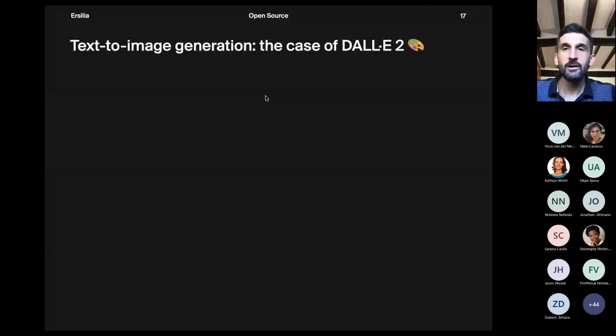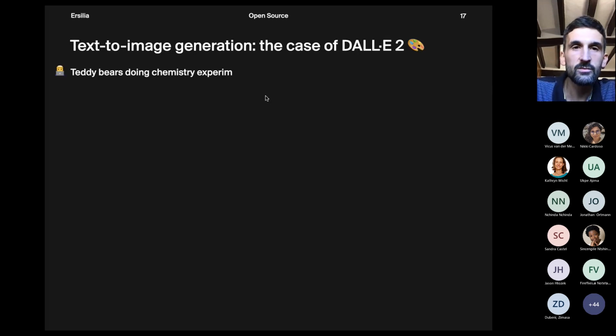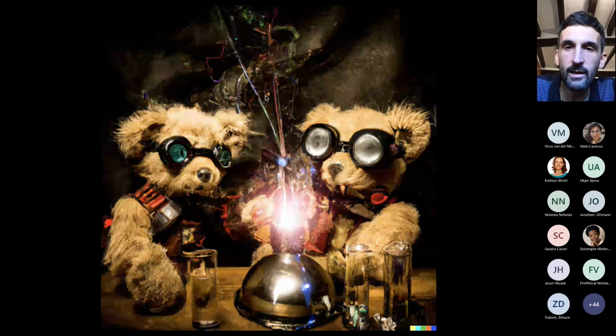Right, so another AI tool that has been in the news in the last couple of months, or in the last half a year, I would say, is DALL-E and all the derivatives of DALL-E. As you might know, DALL-E is a text-to-image generation tool. So the idea of DALL-E is that you input something like teddy bears doing chemistry experiments, someone at HCD, and then you get an output, an image like that.